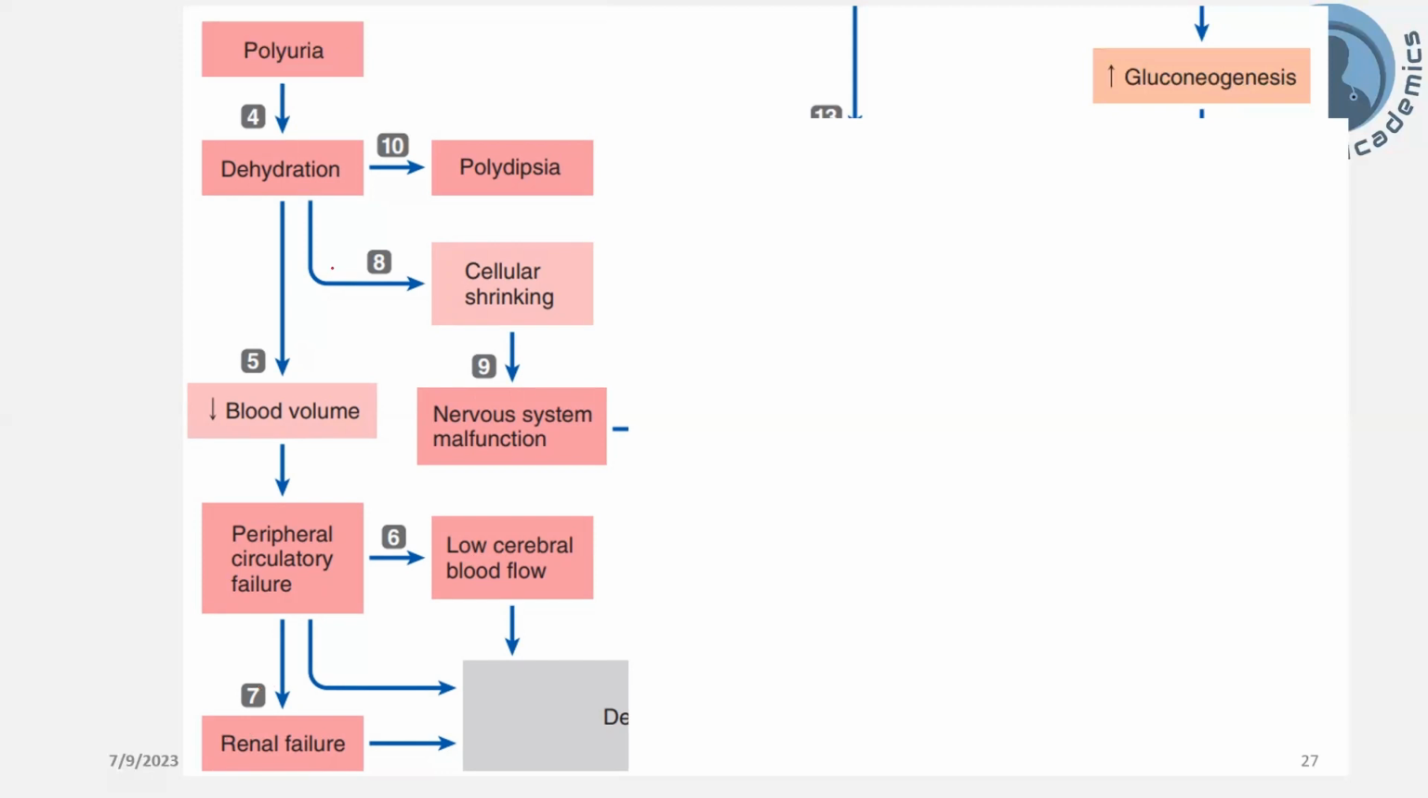Because of the dehydration, the cells may actually start shrinking because the ECF volume is now low, and the fluid is going to move from the intracellular compartment into the extracellular compartment, and because of that, the cells can shrink. This cell shrinking can especially damage the neurons. The nervous system malfunction can then occur.